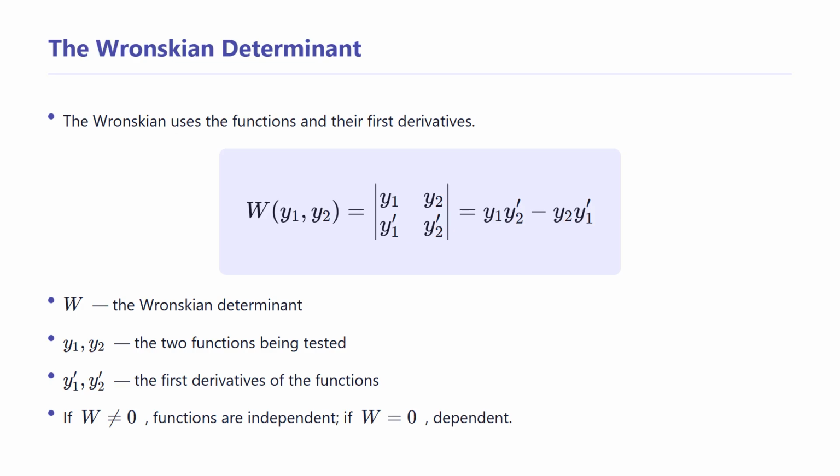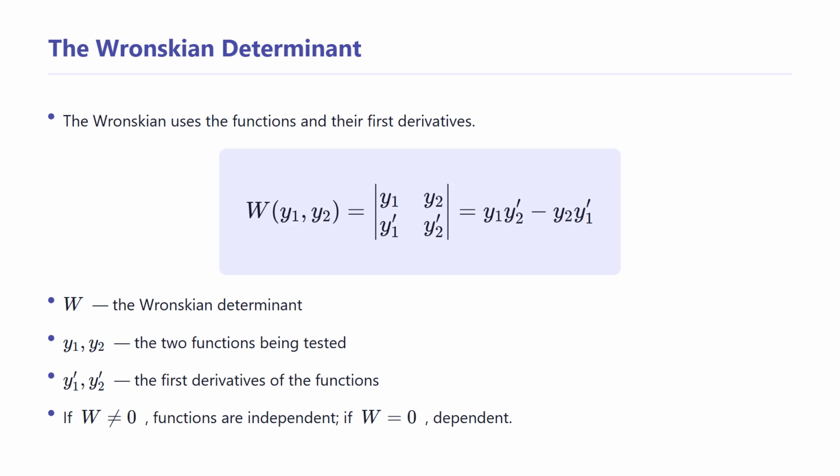Here is the mathematical tool Wronski developed. The Wronskian is a special determinant constructed using the functions themselves and their first derivatives. Let us break down the symbols. W represents the Wronskian. The terms y1 and y2 are the two functions we are testing, placed in the top row. The terms y1 prime and y2 prime are their respective first derivatives with respect to the variable x, placed in the bottom row. The vertical bars denote the determinant of a 2x2 matrix.